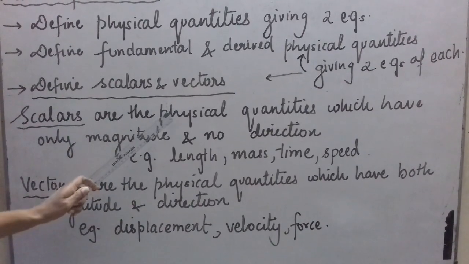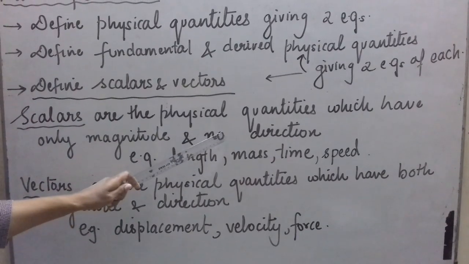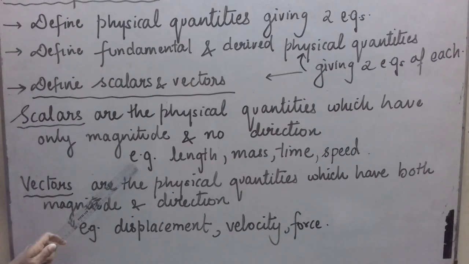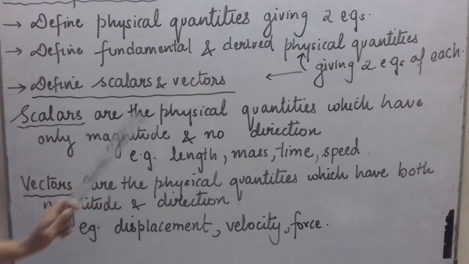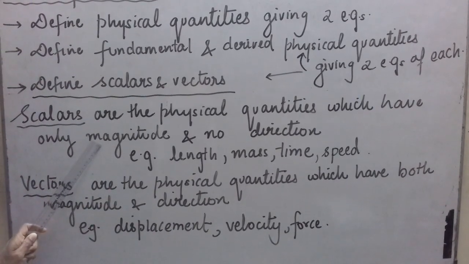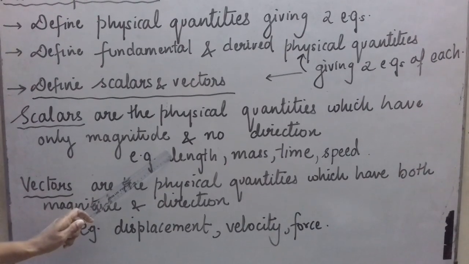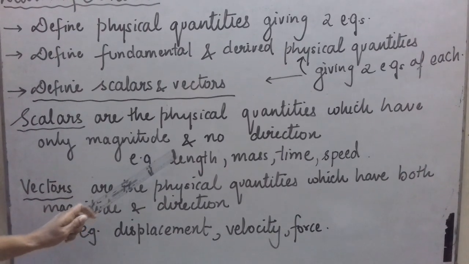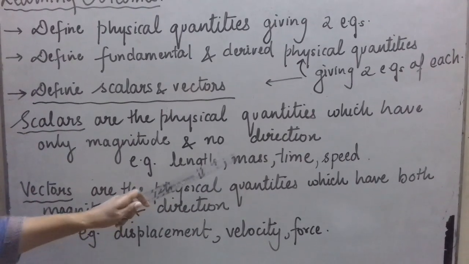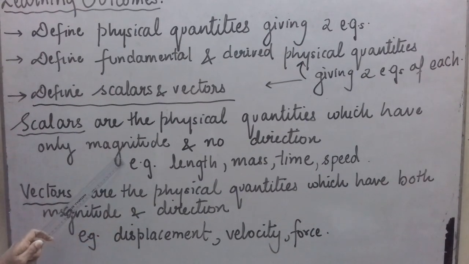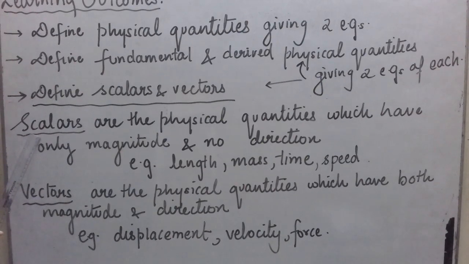Scalars are the physical quantities which have only magnitude and no direction. For example, when we consider length, mass, time, speed, these physical quantities have only magnitude. Here by magnitude we mean that length of an object may be 5 meters. So 5 meters is its length. Mass of an object may be 20 kg. 20 kg is its magnitude. So these physical quantities have only magnitude and no direction. So these are the examples of scalars.